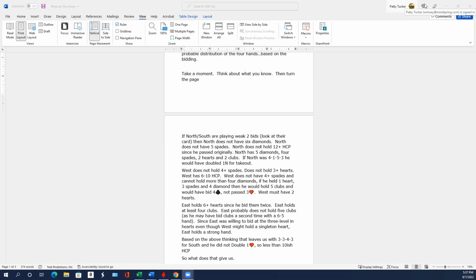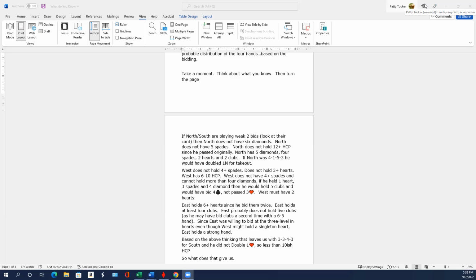So it could be for 2 reasons. One, that he only has 1 heart, or it could be that he has 2 hearts but is low in points, just 6 or 7 points, something like that. Now let's think just for a second. We know that North and South have at least 8 diamonds between their 2 hands, and I think they probably have 9. Right? South doesn't have a strong hand, but he raised at the 3 level.